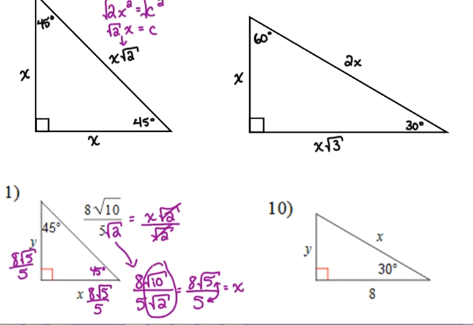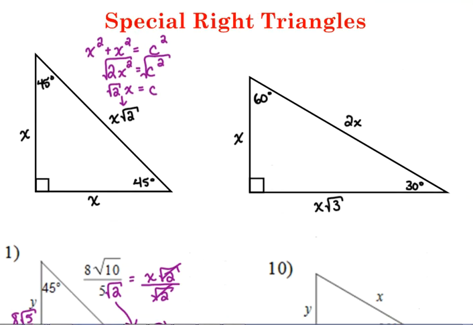Now, the 30, 60, 90 has a little bit more detail because we don't have two angles that are the same.